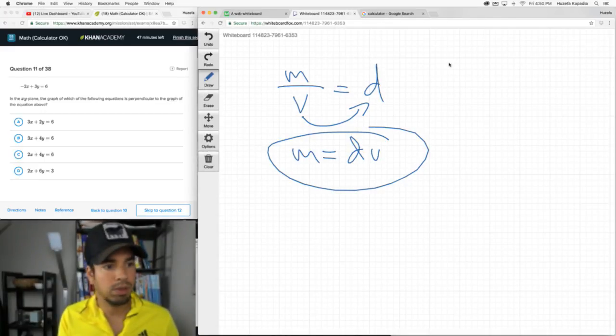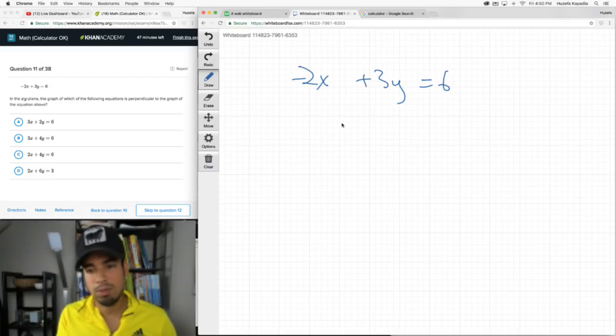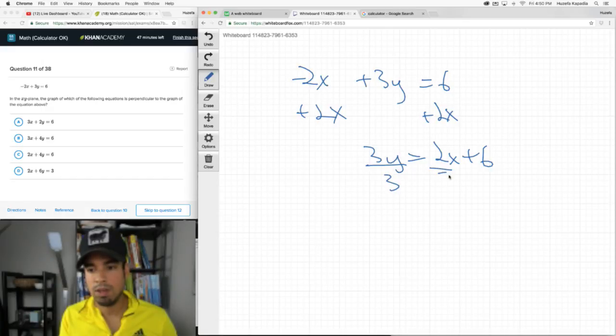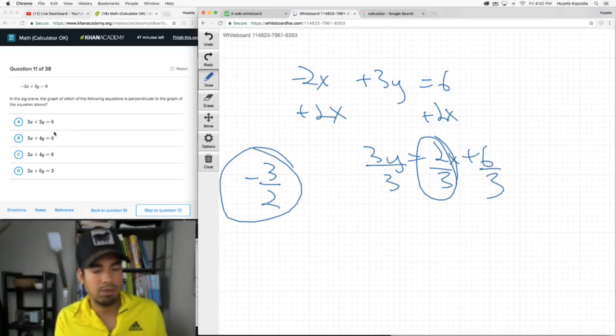Next, negative 2x plus 3y equals 6. Which of the following equations are perpendicular to the graph above? We need to know the slope, and then the perpendicular slope has the negative reciprocal. So add 2x to both sides, 3y equals 2x plus 6, divided by 3. But all we care about is this slope. So if the slope of this is 2/3, the perpendicular line has a slope of negative 3/2. It's the negative reciprocal. Which one of these guys has a negative 3/2 slope?